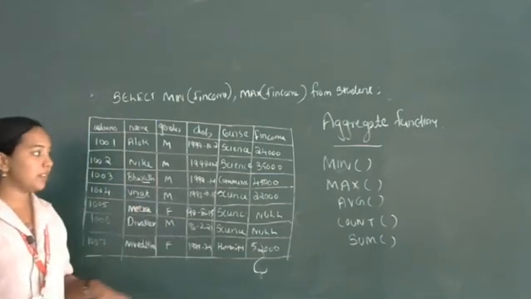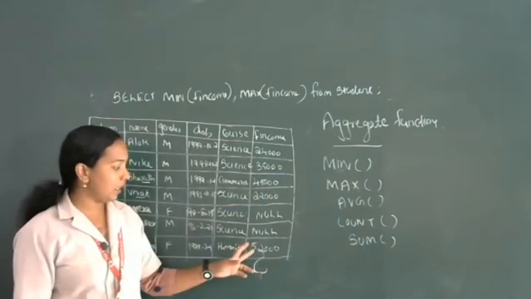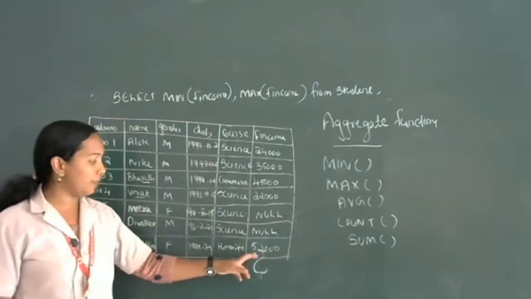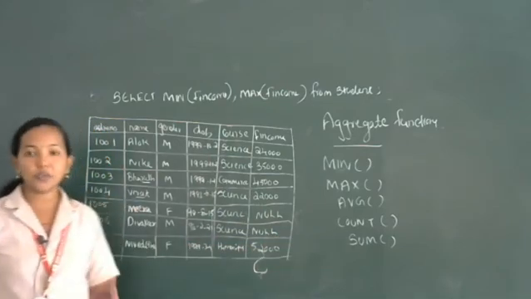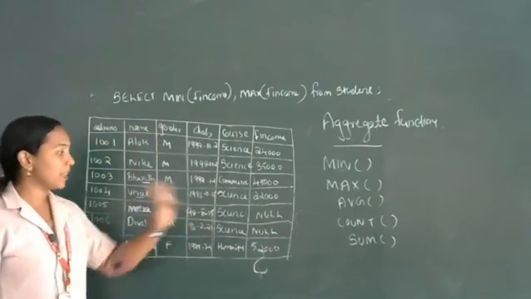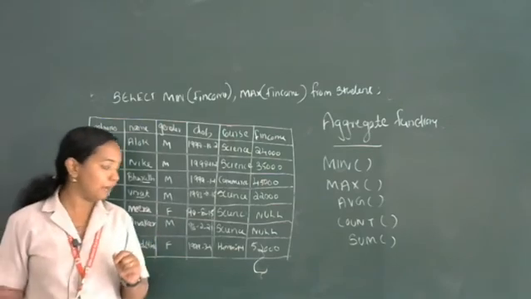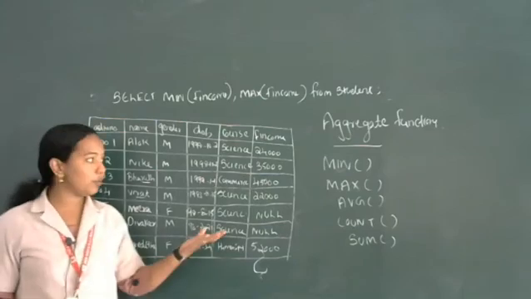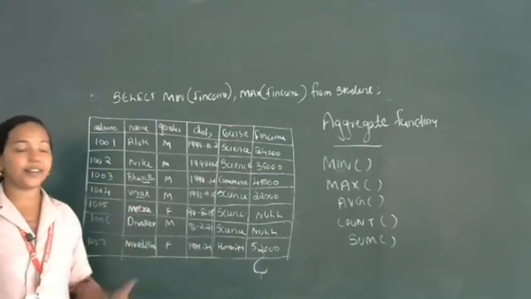Then what will be the result? Which one is the minimum F income? The minimum F income is 22,000. The maximum F income is 52,000. So we will get two values, minimum 22,000 and maximum 52,000. Like this. Count means to find the number of entries.